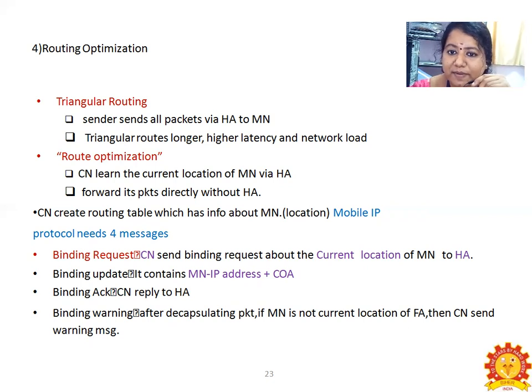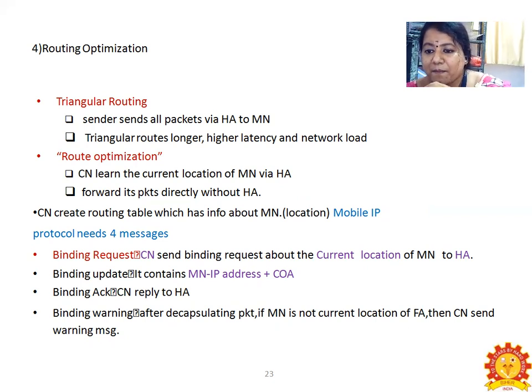Whereas in route optimization, the CN will learn the current location of the MN via the HA. So it will forward its packets directly without the HA. Here the CN will create a routing table which has the information about the MN. The protocol needs 4 messages: binding request, binding update, binding acknowledgement, and binding warning. In the binding request, the correspondent node will send a request about the current location of the MN to the HA. Next, the binding update.